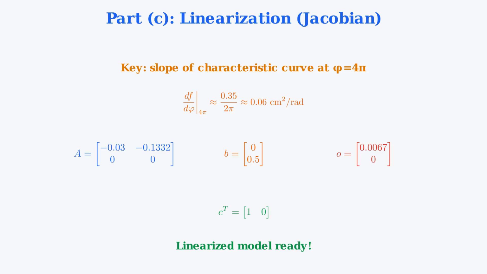So A equals the matrix negative 0.03, negative 0.1332, 0, 0. The B vector is 0, k over rat equals 0, 0.5. The C vector is 1 over A equals 0.0067, 0.